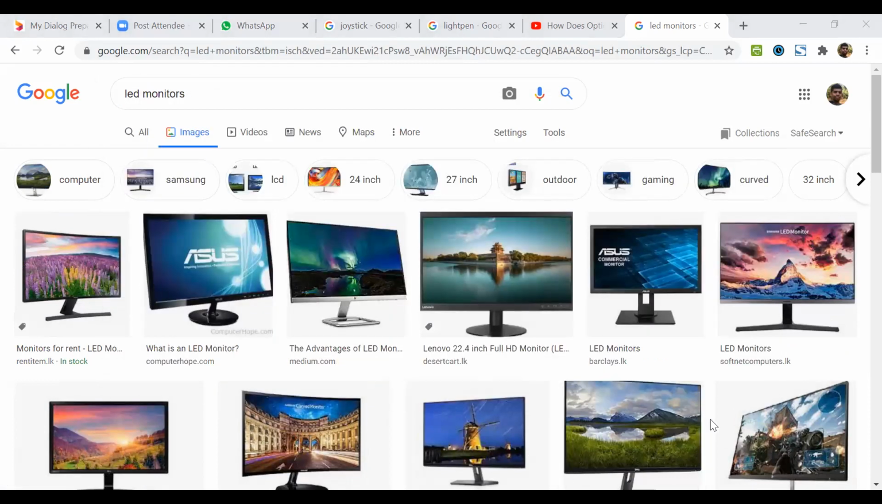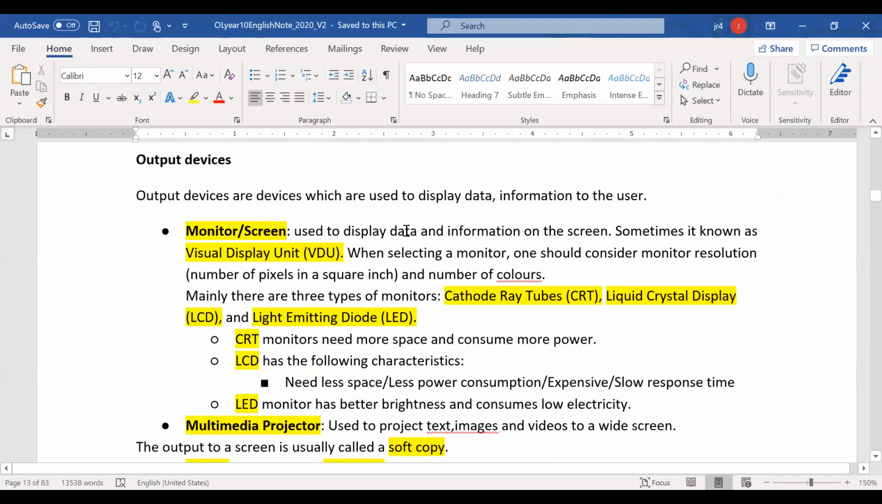A few things you need to remember about these devices, because sometimes in the questions they'll ask you to compare CRT, LCD, and LED monitors. With CRT monitors, you need more space and they consume more power. But with LCD, you need less space and less power consumption. It's expensive, the latest technology is expensive compared to CRT, and it has a slow response time. And likewise, with LED monitors, you have better brightness and again low electricity consumption.